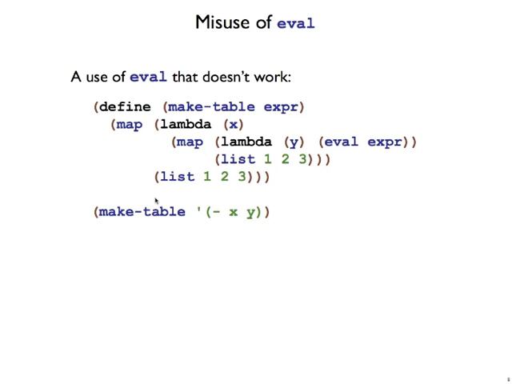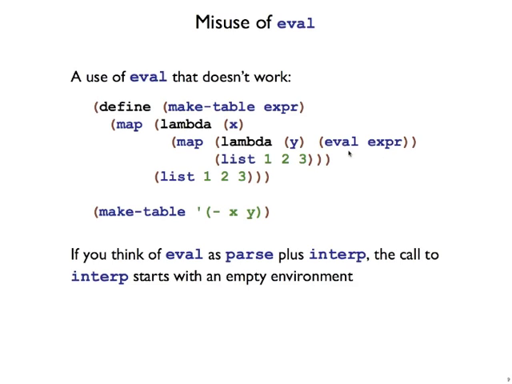Here's a use of eval that just doesn't even work. So suppose you wanted to explore this expression, x minus y, where x varies between 1 and 3 and y varies between 1 and 3. Then you can imagine passing that quoted expression in and mapping over x values and y values and trying to evaluate the expression. This won't work because when you call eval, its call to interp inside is effectively starting with an empty environment. It doesn't see the variables y and x. It's like you're starting a whole program every time you call eval. And so eval would say undefined x in this case. It turns out the environment's not exactly empty, but we'll come back to that in the next section on namespaces.